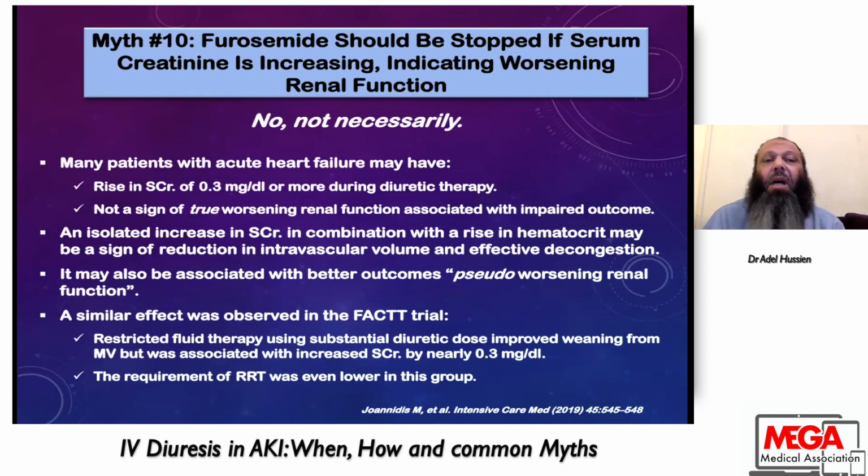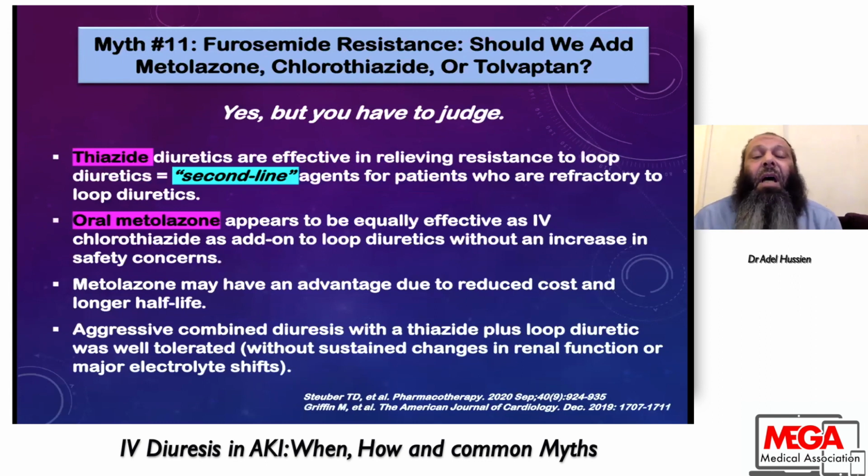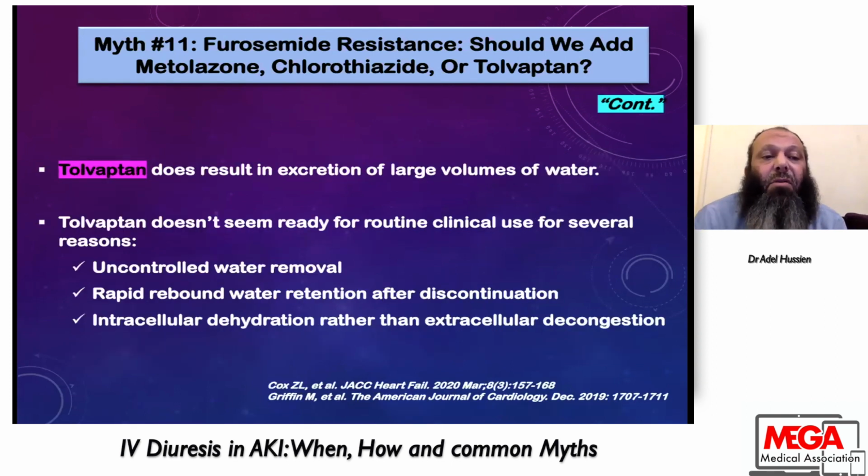The last myth, myth number 11: for furosemide resistance, should we add metolazone, chlorothiazide, or tolvaptan? Yes, but you have to judge as a clinician. Thiazide diuretics are effective in relieving the resistance to loop diuretics, being the second line. Oral metolazone appears to be equally effective as IV thiazides as add-on to loop diuretics without an increase in the safety concern. Metolazone may have an advantage due to reduced cost and longer half-life if you compare it to the IV thiazide. What about tolvaptan?